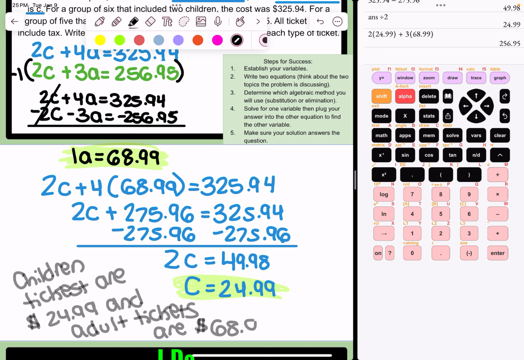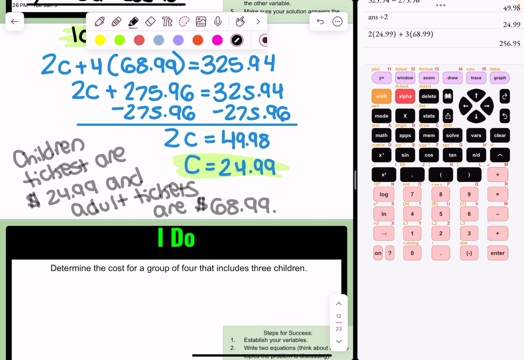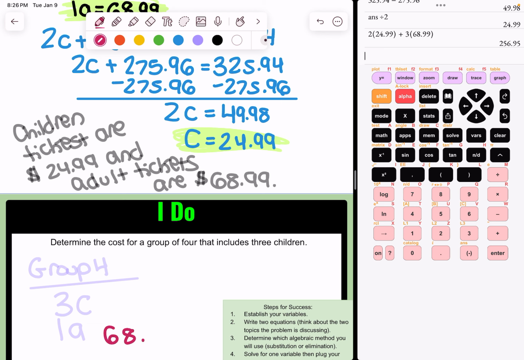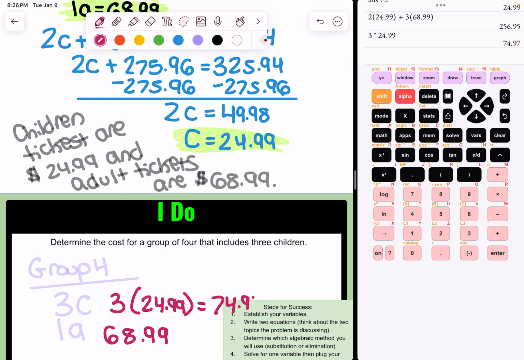All right, let's look at this. Determine the cost for a group of 4 that includes 3 children. So 3 children, if there's a total of 4 people, that would be 1 adult. Well, we know that the 1 adult costs $68.99. Let's find out how much 3 children cost. 3 times the children price of $24.99 is $74.97. And we're going to add that to $68.99.